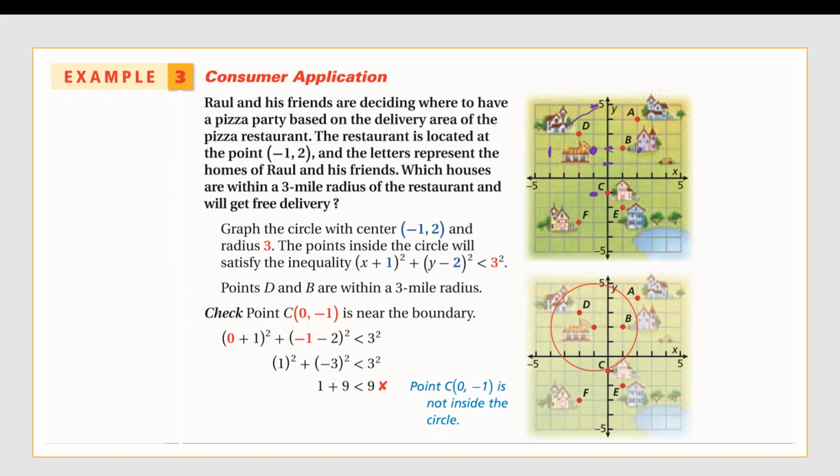So now you can kind of graph in what your circle is going to look like. And you can see a little bit better from the picture down below here what it actually looks like, but I wanted you to see how to get that idea. So once we've done that, the points inside the circle will satisfy the inequality that this is less than 3 squared. So just looking at it, we can see that D and B are within the 3-mile radius.